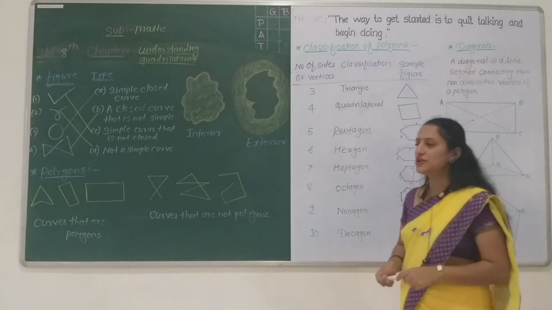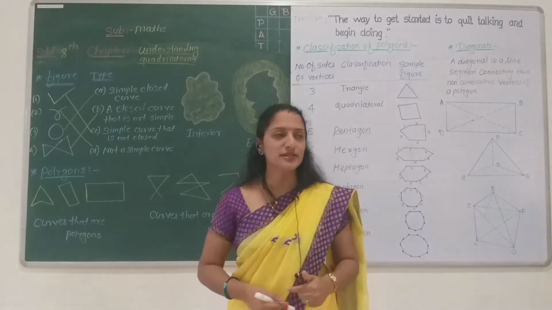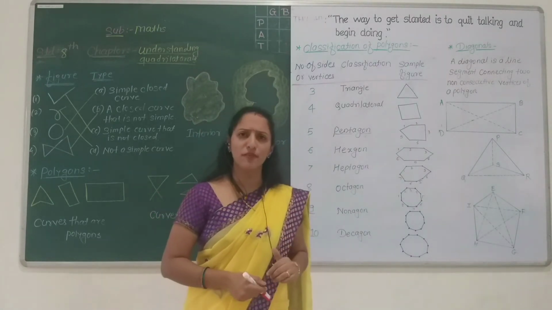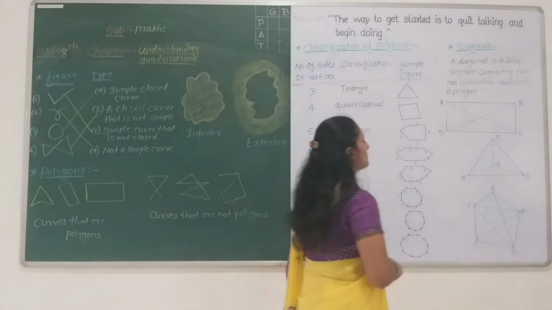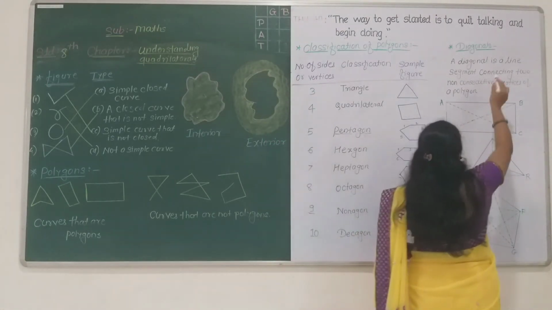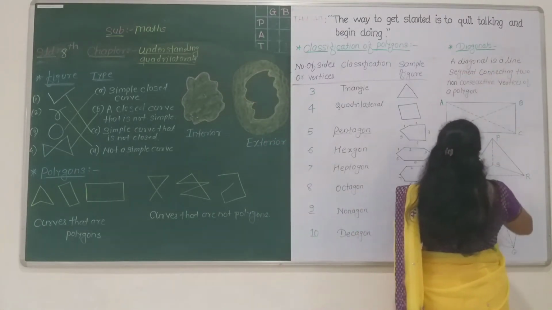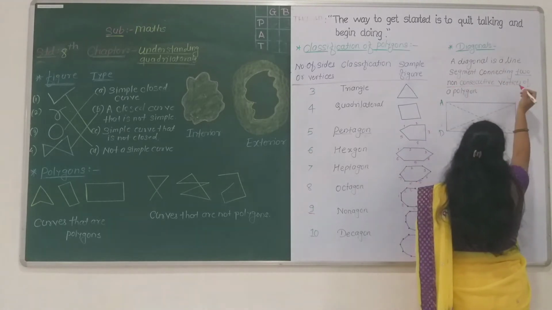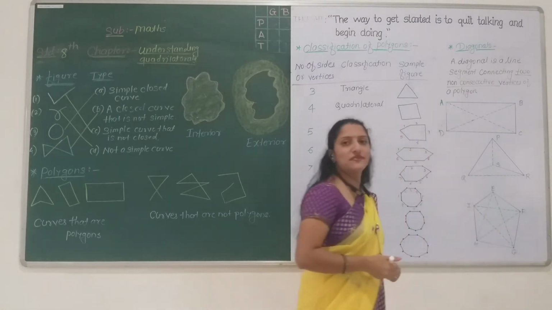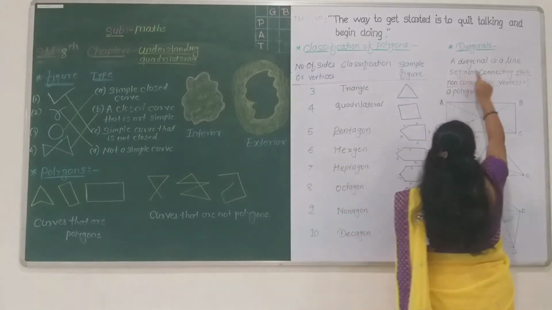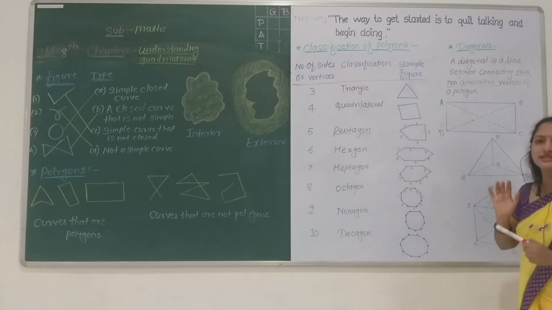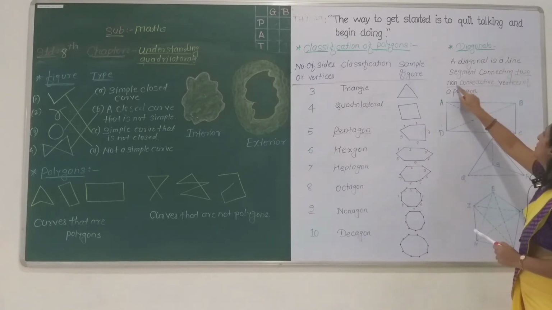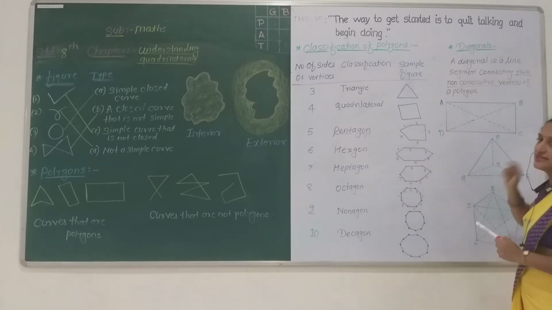Okay. Now in this lecture we are going to learn one new concept, which is diagonals of a polygon. Now what are diagonals of a polygon? Look at it. It's a very simple concept. A diagonal is a line segment connecting two non-consecutive vertices of a polygon. So it is a very important word. A diagonal is nothing but a line segment connecting two non-consecutive vertices.